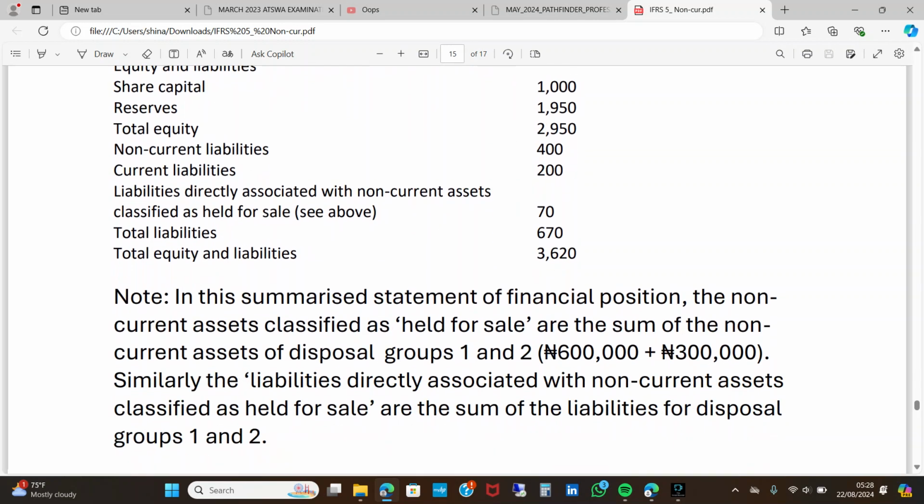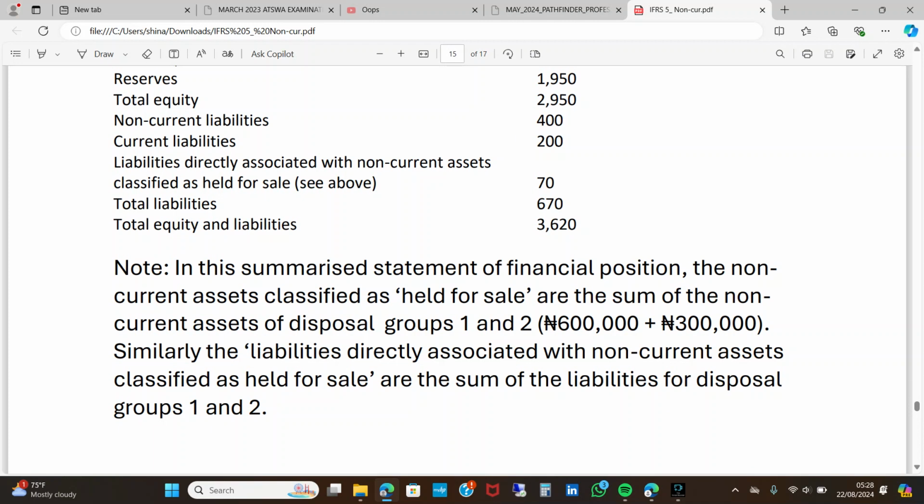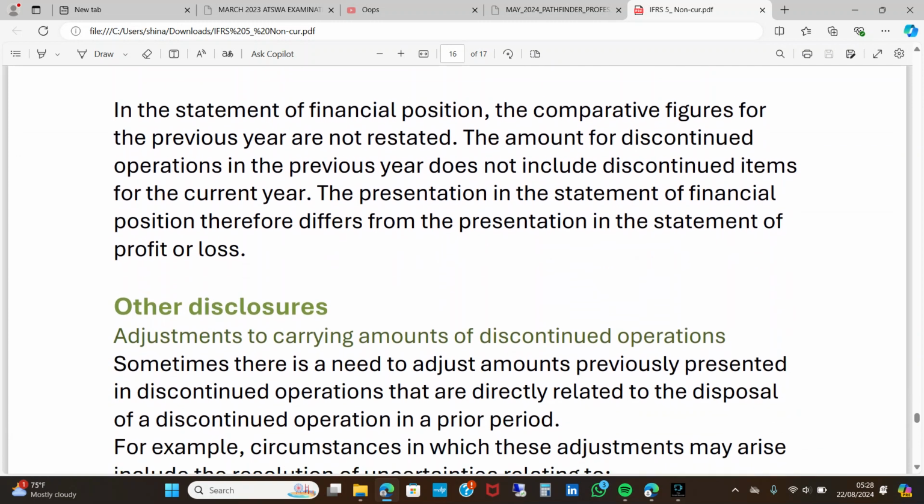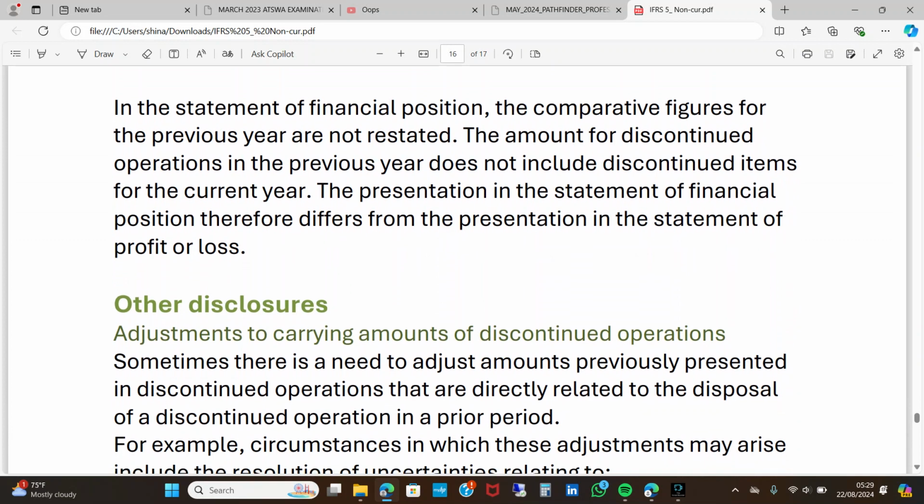Let's go to liabilities too. Under liabilities, you can see liabilities directly associated with non-current assets held for sale here. So please, that one too, you are going to classify it separately. You will disclose it and you do not add it to any other figure. It will stand on its own. All right, great. Okay, let's move on now. So you say in the statement of financial position, the comparative figures for the previous year are not restated. I've explained that. Please, for discontinued operation, your statement of profit or loss, you adjust your previous year figure. But for your statement of financial position, you don't adjust your previous year figure. All right.